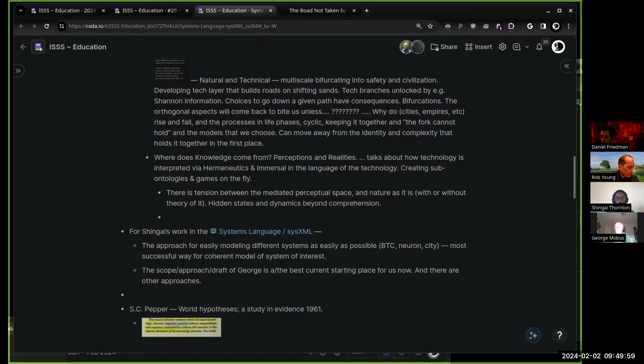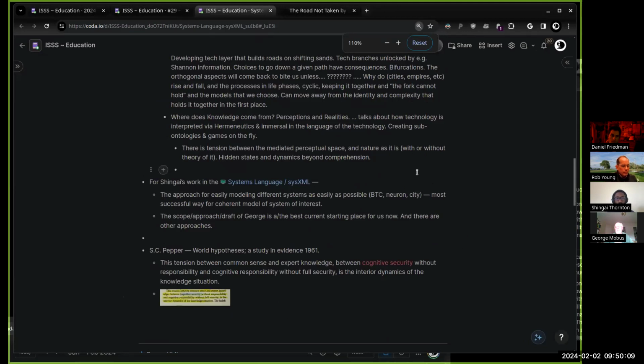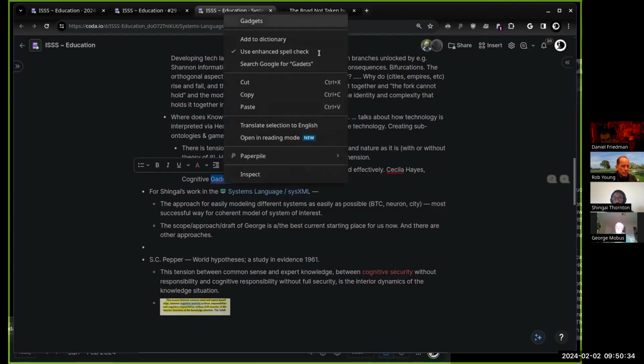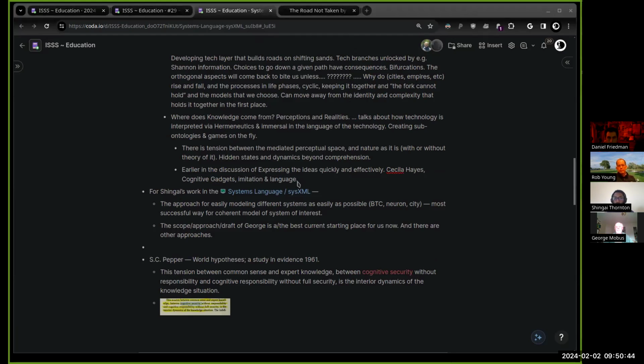there's an interesting book. You were talking earlier about being able to express all these ideas more quickly and more effectively. Cecilia Heyes writes a book, Cognitive Gadgets: The Cultural Evolution of Thinking. There's a section in there on imitation, and then veering into language. So essentially what's going on there is a kind of social process of learning and reinforcement.